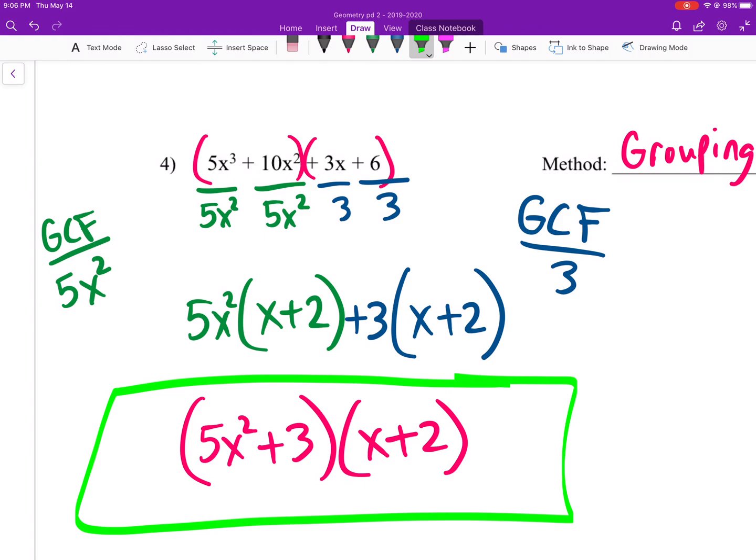So remember when we use grouping? That's when it's 4 terms. We didn't have a GCF for all 4 terms, but when we broke it up into 2 groups, each respective group had its own GCF. So we divide out a GCF for each group.